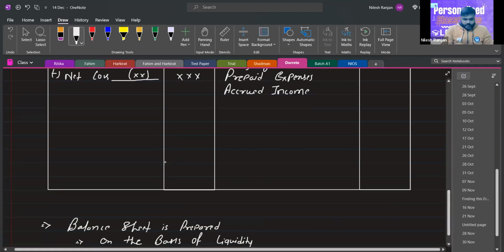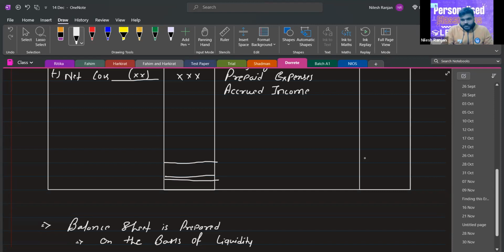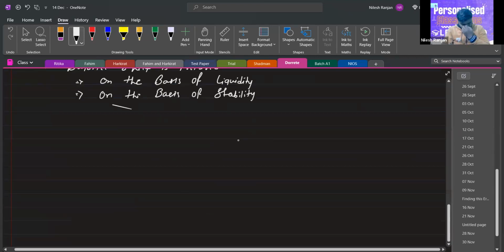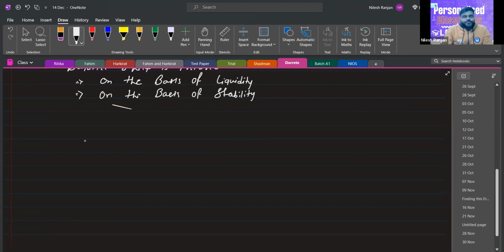After writing all these items, you will add both sides and you'll find that both side totals are the same. So in the balance sheet, both side totals are always the same. It is based on the dual aspect of accounting. We have studied a chapter before called accounting equation. You remember? Accounting equation. You remember the concept?